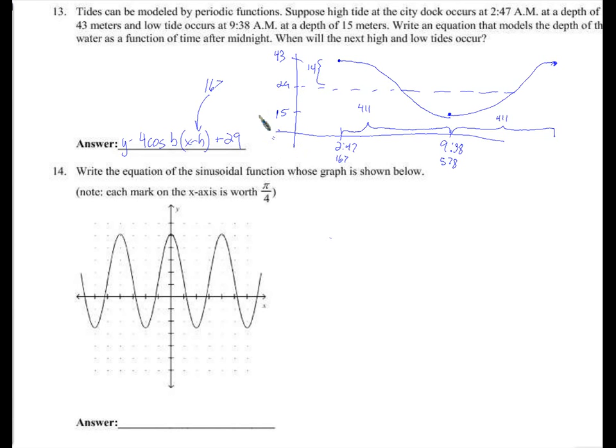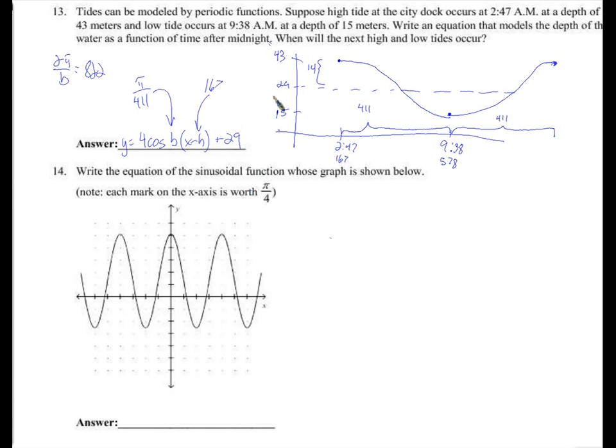That'd be the period. Okay, and we know that 2 pi over b is equal to the period. The period is 822 minutes. So we'll multiply by b, divide by 822, and b is pi over 411. So we have our function, 4 cosine of pi over 411 times x minus 167 plus 29.